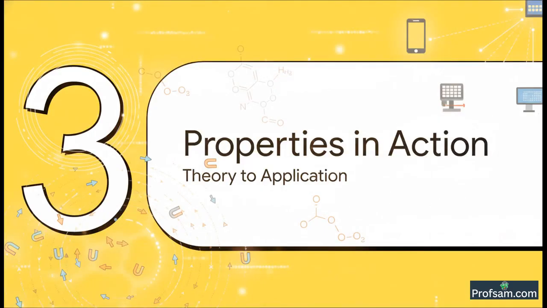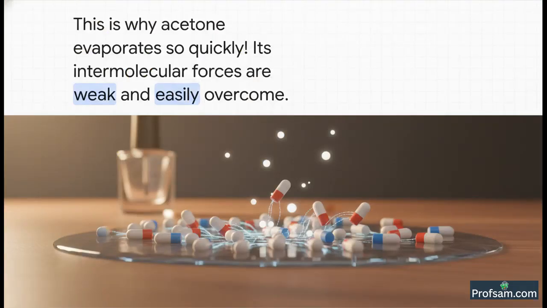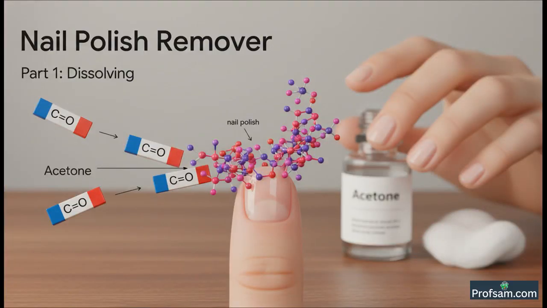Okay, so we have understood the theory of molecular magnets and weak forces. But how does this explain what we actually see and use in the real world? Let's connect the theory to the application. This takes us right back to our original question. The reason acetone evaporates so quickly is precisely because these dipole-dipole attractions between its molecules are very weak. They don't hold onto each other very tightly, so it takes very little energy for them to break free and become a gas. And this is exactly why acetone is such a good nail polish remover.